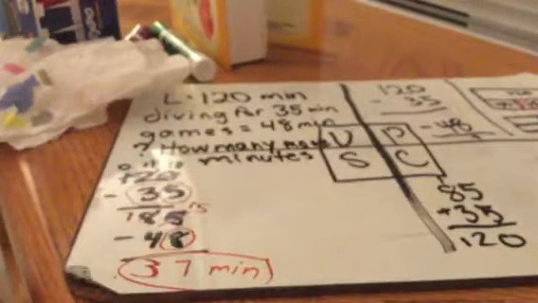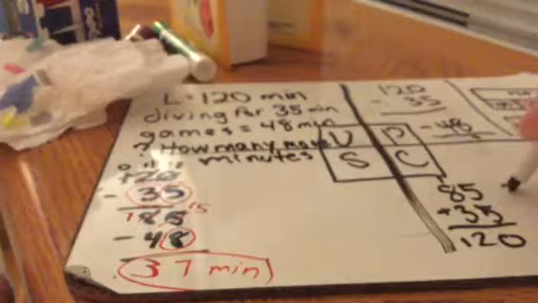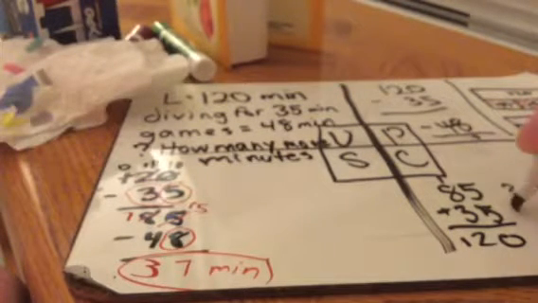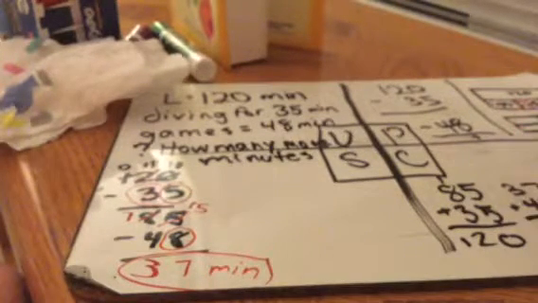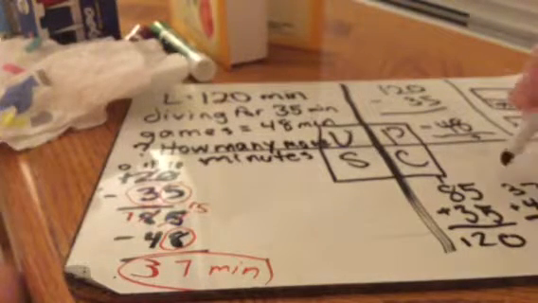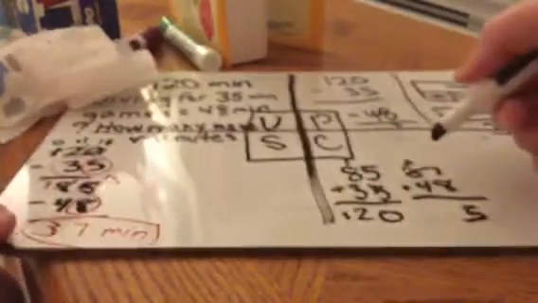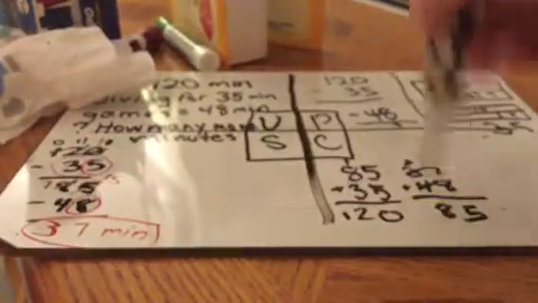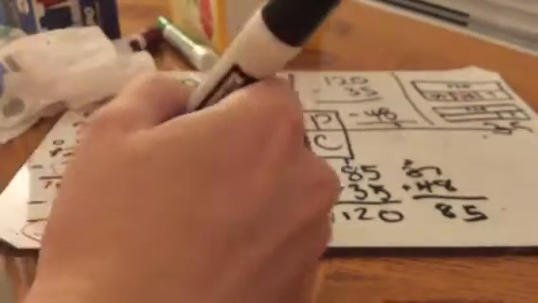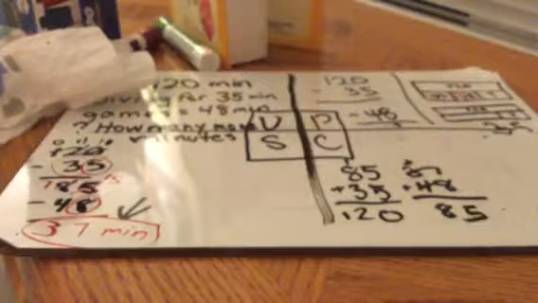Again, I need to check that, because if I did that wrong, then my answer is wrong. So I check subtraction with addition. 37 plus 48. 7 and 8 is 15. 1 and 3 is 4. And 4 more is 8. And 85 matches with 85, so 37 minutes would be my answer.